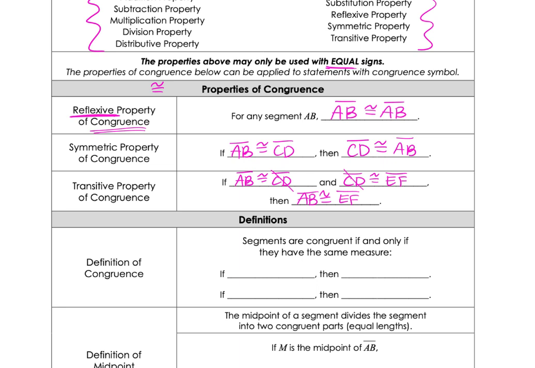The definition of congruence, okay, it says segments are congruent if and only if they have the same measure. So basically what they're saying is if AB is congruent to CD, then it means the length of AB, notice there's no bar over that, is equal to the length of CD. Okay, so congruence has the segments. Equality doesn't have the bars anymore, and it just says they are equal in length.